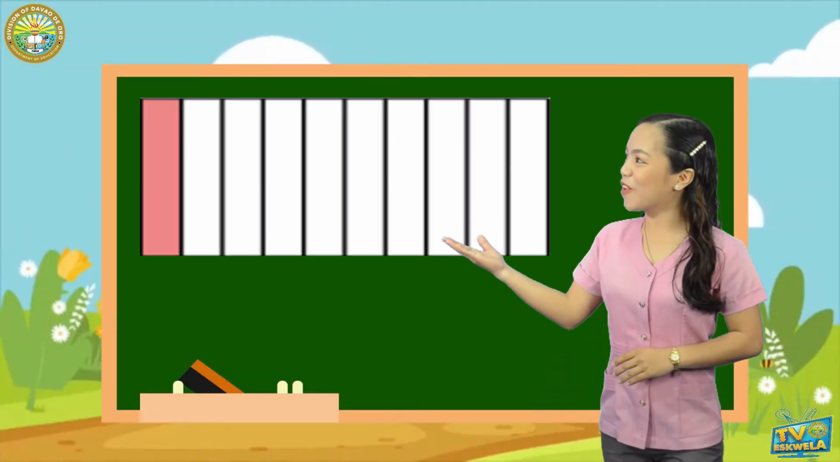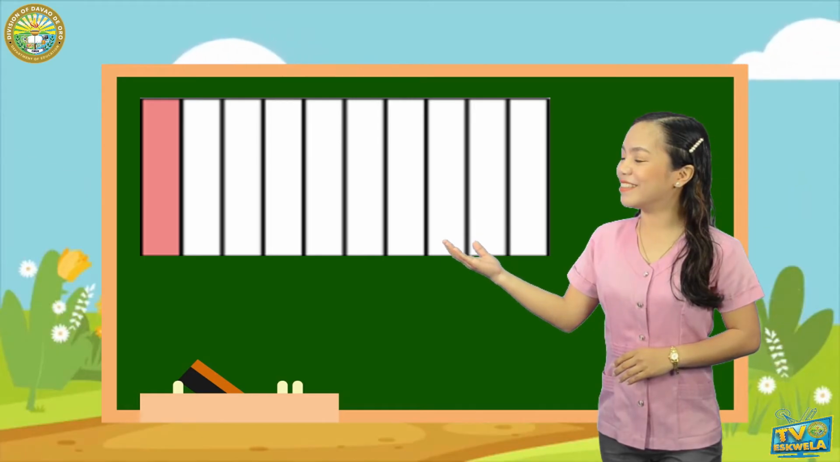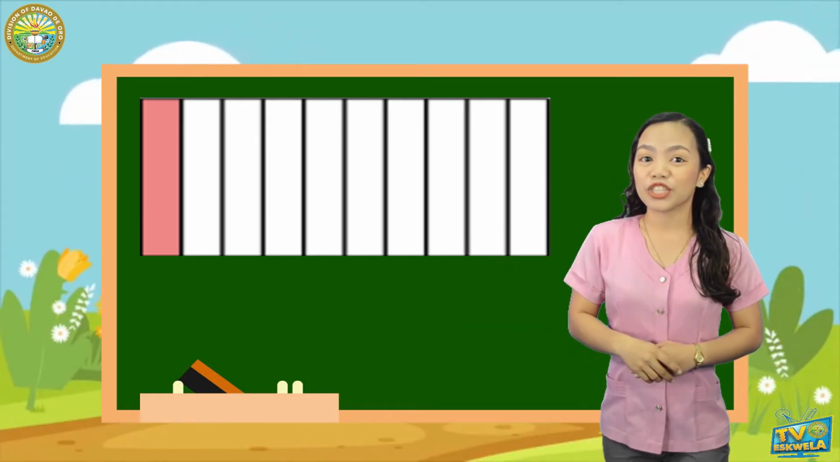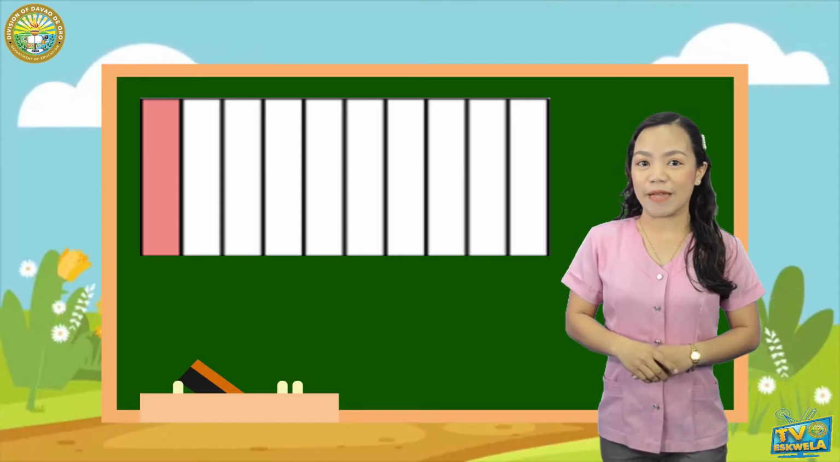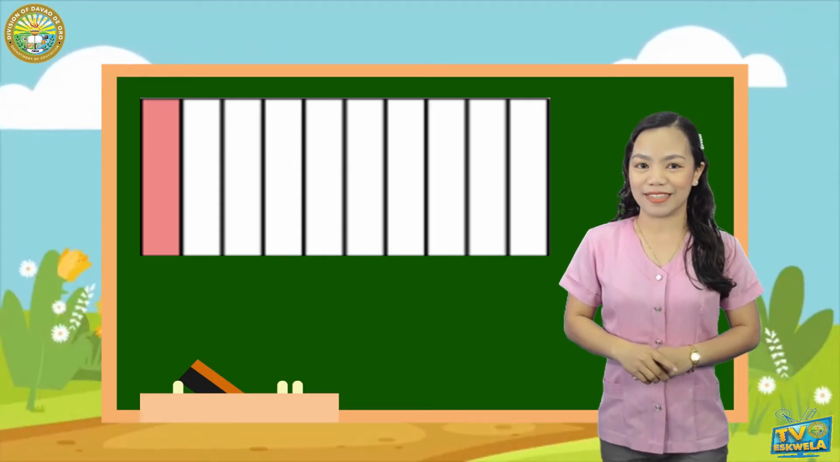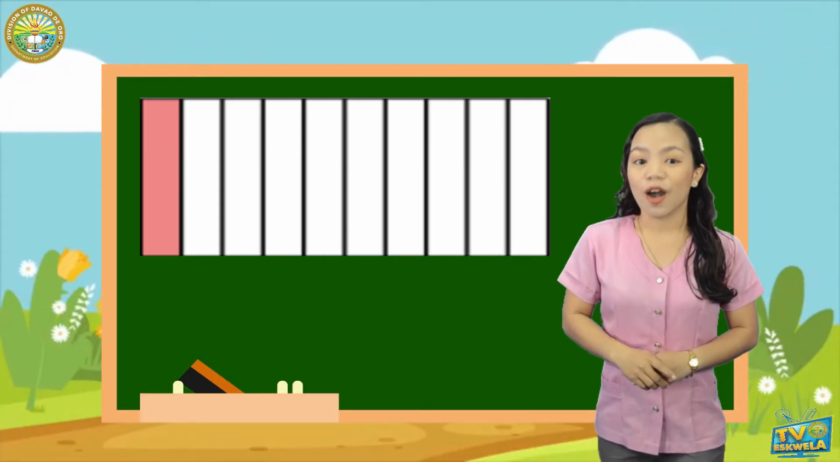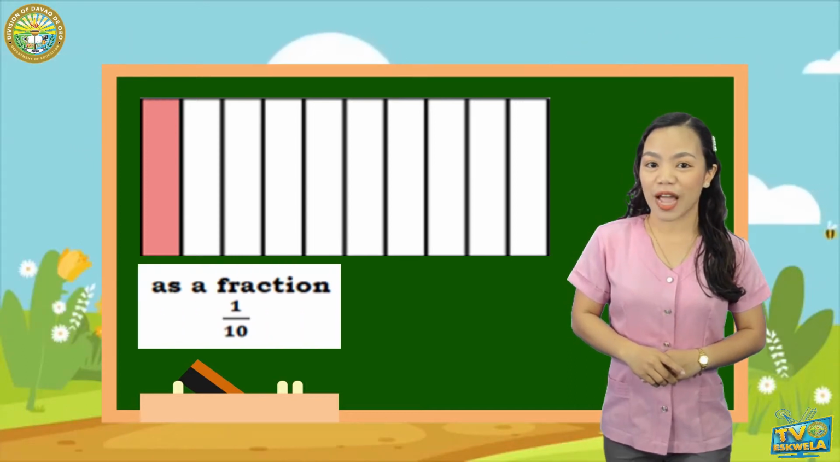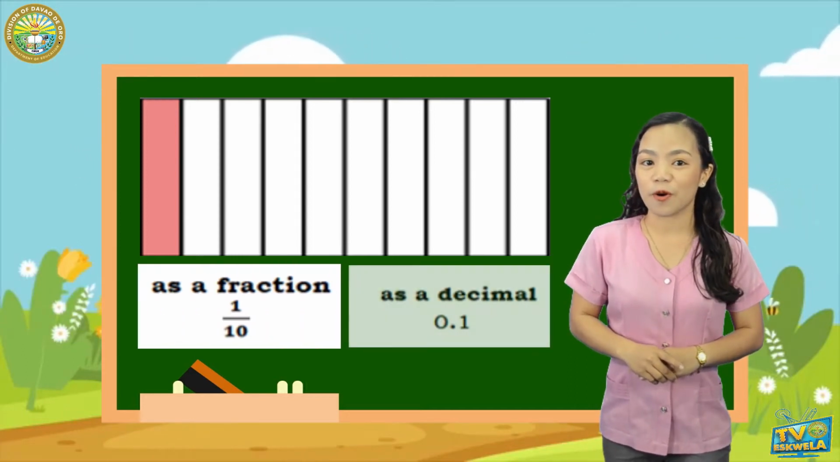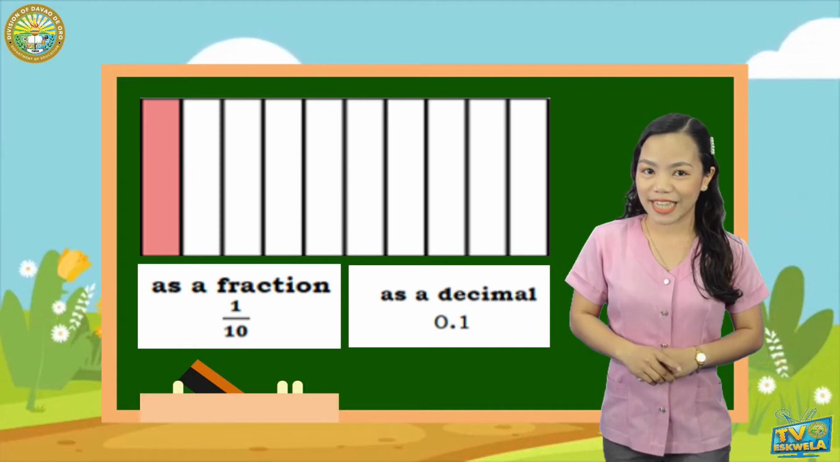Look at this figure. The shaded part can be named in two ways. That is, 1/10 as a fraction and 0.1 as a decimal.